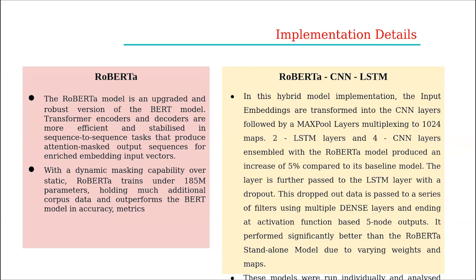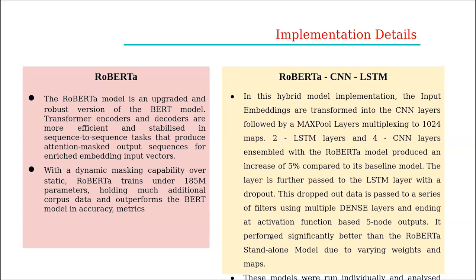The RoBERTa model was an upgraded version of BERT, which used dynamically calculated weights, and it had 185 million parameters for training. This resulted in a better performance than the BERT model in terms of accuracy.